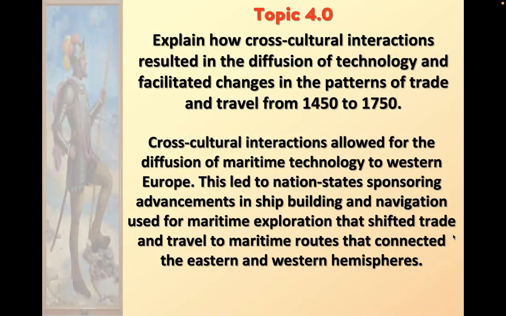So, our thesis starts off like this: cross cultural interactions allowed for the diffusion of maritime technology to Western Europe. This led to nation states sponsoring advances in shipbuilding and navigation used for maritime exploration that shifted trade and travel to maritime routes that connected the Eastern and the Western hemispheres.